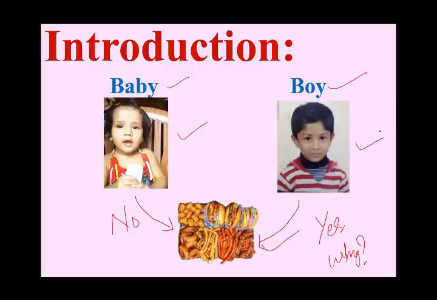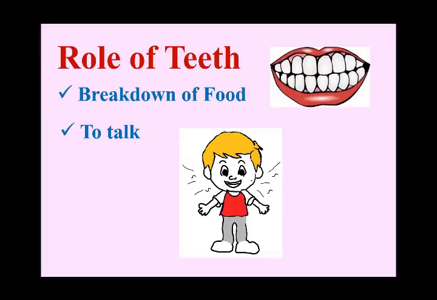Because this baby has no teeth, whereas this boy has teeth. And with the help of these teeth, this boy is able to eat this yummy and tasty food, digest it, and get energy from it. So you see that teeth are important for our body and play certain important roles in our body. Now, the role of teeth.